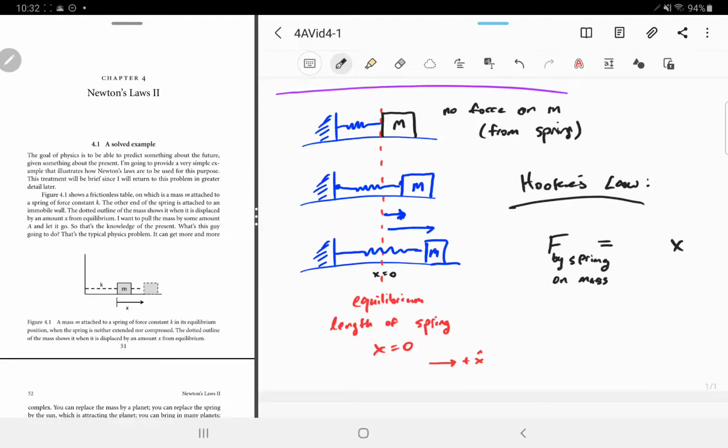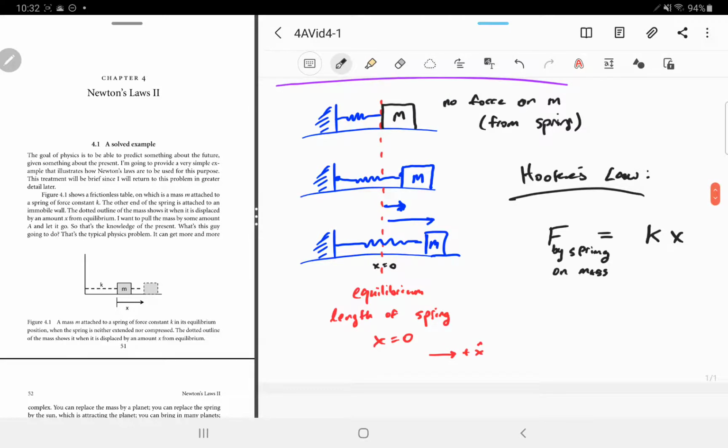So one thing is that not all springs are exactly the same. Some springs are stiffer than others. And so there's actually a constant here which is related to how stiff the spring is. So the larger the value of K, the stiffer the spring.